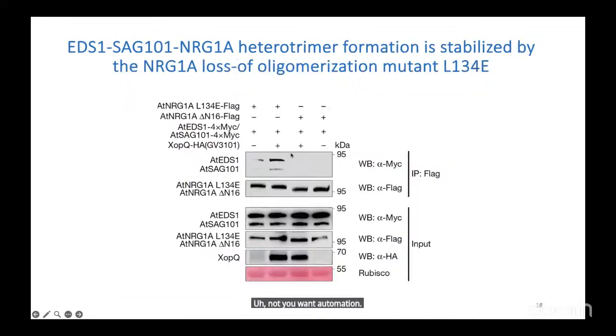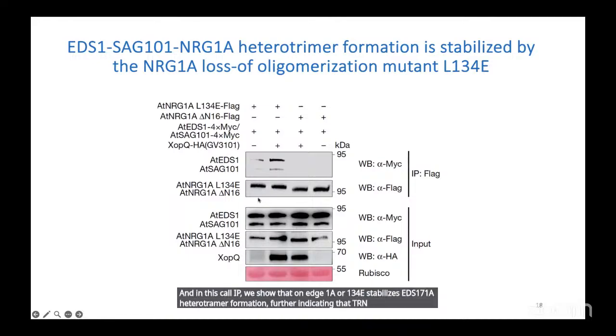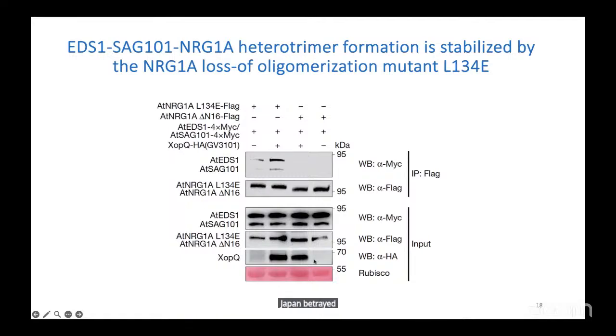And previously, we identified an NRG1 loss-of-oligomerization mutant, L134E. And in this co-IP, we show that NRG1 L134E stabilizes the EDS1, SAG101, NRG1 heterotrimer formation, further indicating that TIR-NLR-produced small molecules trigger heterotrimer formation, but may not be sufficient to trigger NRG1 oligomerization. Consistently, a study from Jonathan Jones and Jian's group demonstrated that PAMP-triggered immunity, PTI, is required for NRG1 oligomerization.